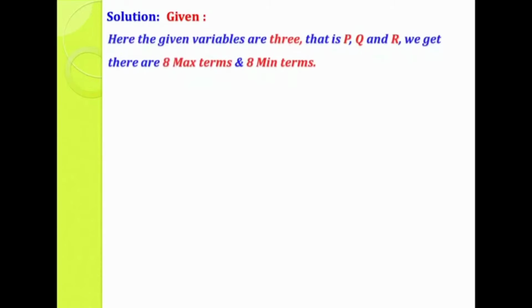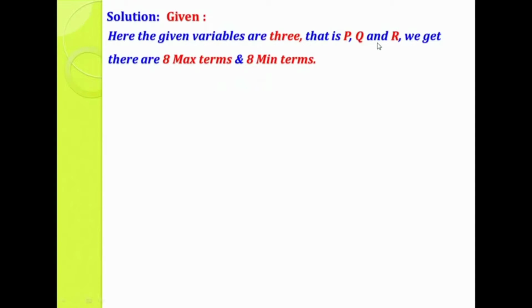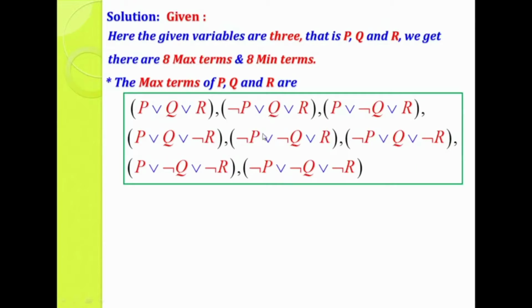Solution: what is given here? The given variables are P, Q and R. So we get 8 max terms and 8 min terms for the variables P, Q and R. First we write the max terms of the given variables. To write max terms, we have to construct all possible formulas which consist of the disjunction of P, Q, R and the negations of P, Q and R. So these are the max terms of the given variables P, Q, R.